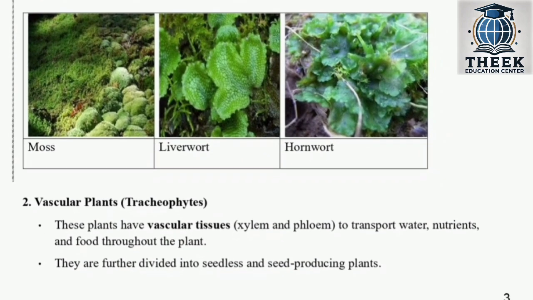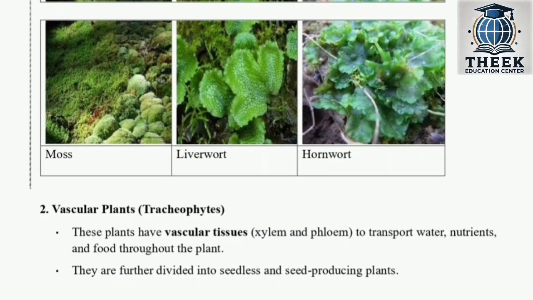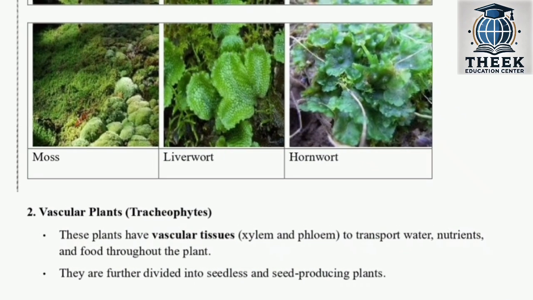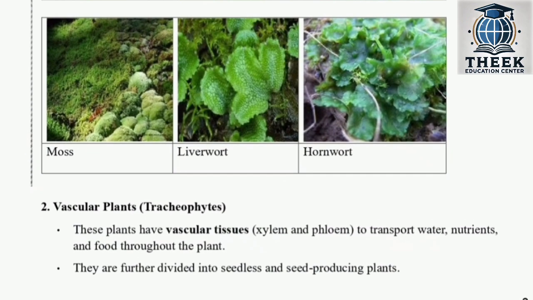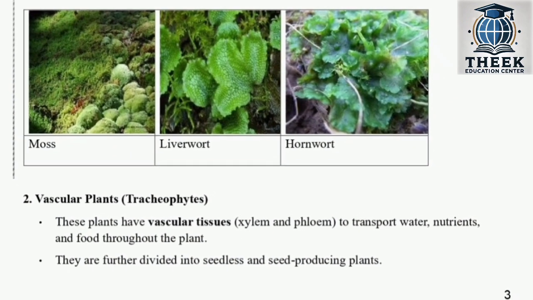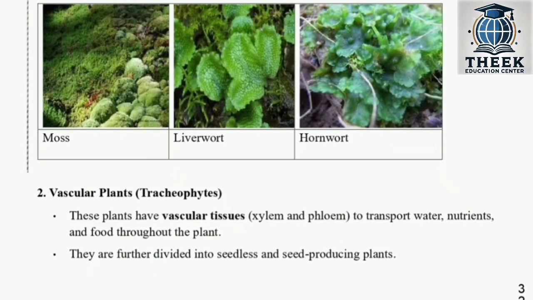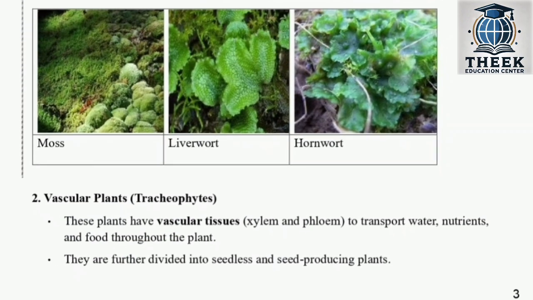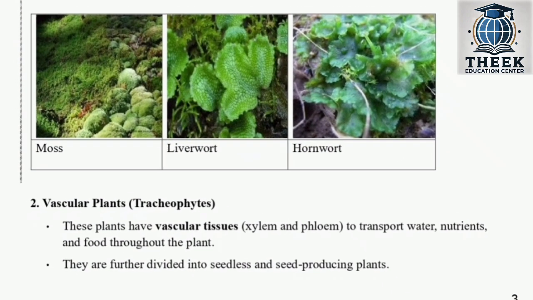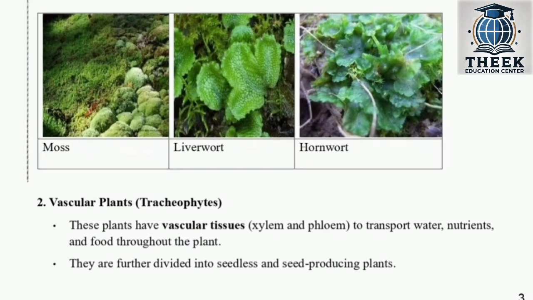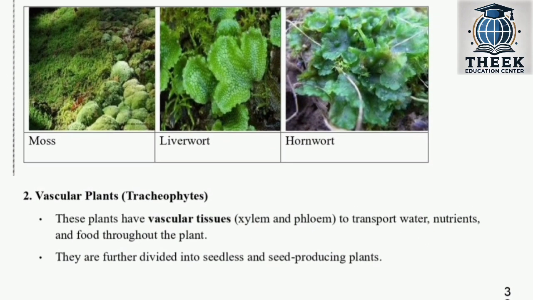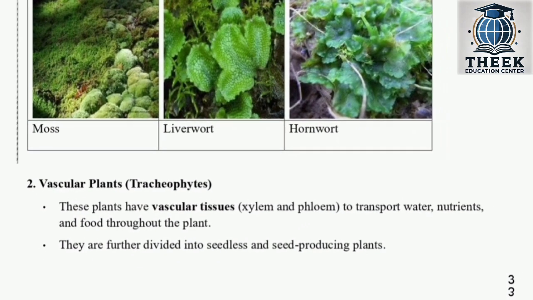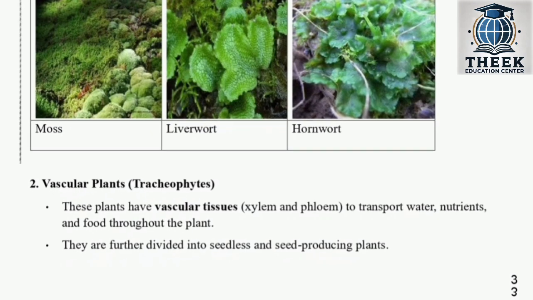Two, we have what's called the vascular plants or the tracheophytes. Vascular plants are plants that have vascular tissues. The vascular tissues here, we are talking about the xylem and the phloem, to transport water, nutrients, and food throughout the plants. So the function of this vascular tissue is to transport water and mineral salts, and transport food from the photosynthetic cells to other parts of the plant.